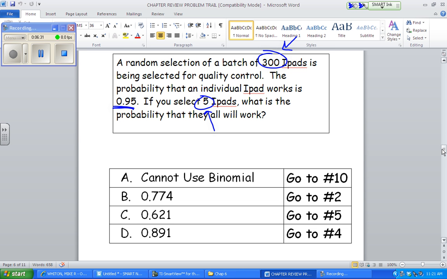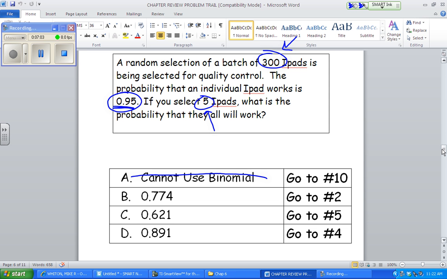Because if it's not, imagine if there were only like 10 iPads and we're taking 5 of them. Every time we take one out, it changes the probability of success each time. But since there are 300 of them, and we're only taking 5 out, it's reasonable to assume that probability will stay about 0.95. So just check that out. In this case, we can use the binomial. You may very well see a problem where you can't, though. So you've got to check that condition of 10 times bigger than the sample. But in this case, we're good.